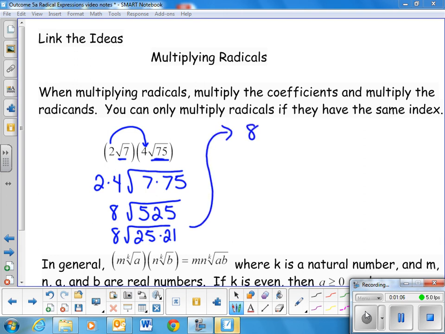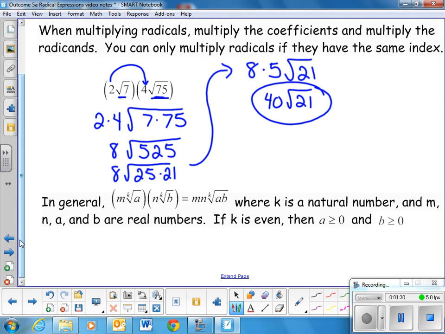Simplifying further, square root of 25 is 5, so the 5 would come out front, and under the root sign would still be 21. And 8 times 5 is 40, so I would have 40 root 21 as my final answer. There's no perfect squares contained in 21, so I can't simplify it any further.